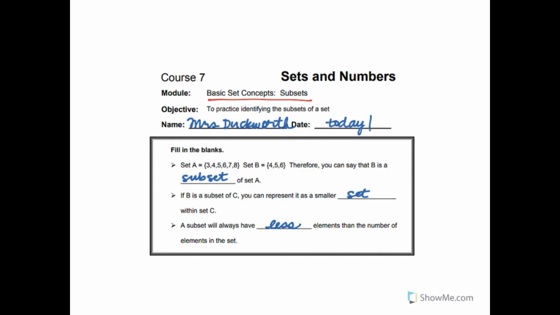So let's go ahead and talk about what an element is when we're talking about sets. So an element would be like 4, 5, or 6. Each one of those is an element.